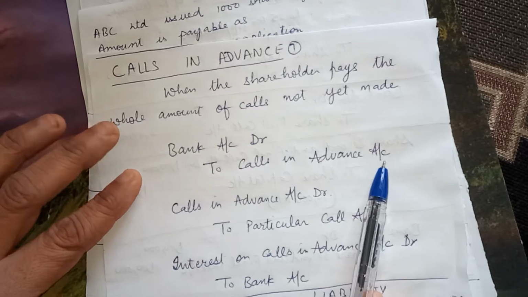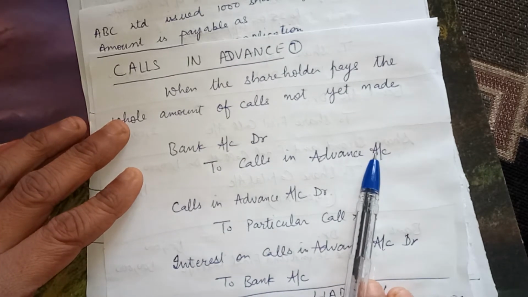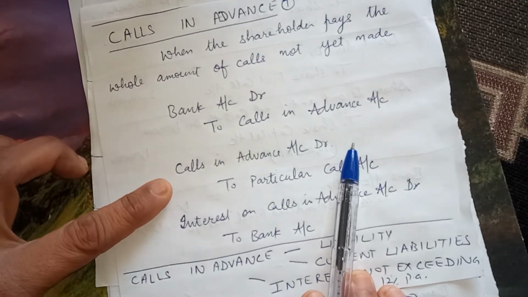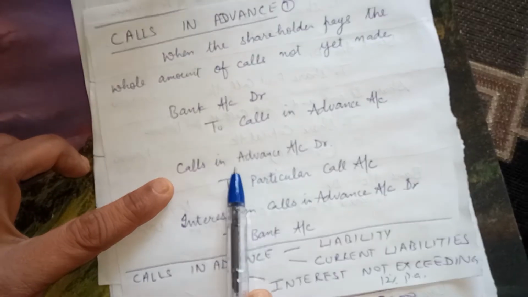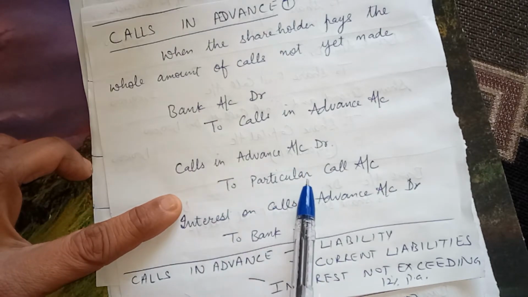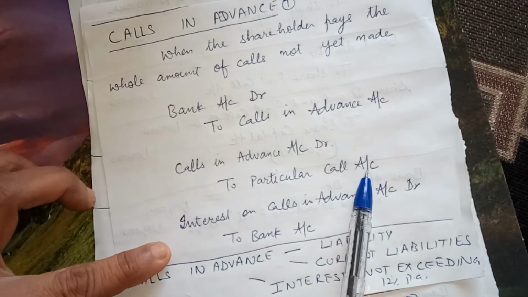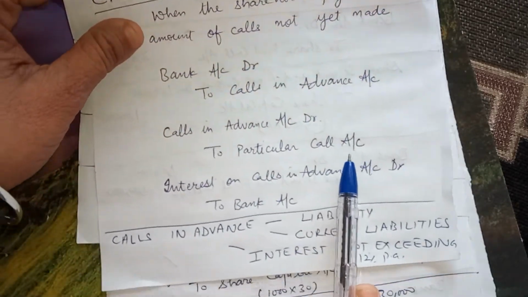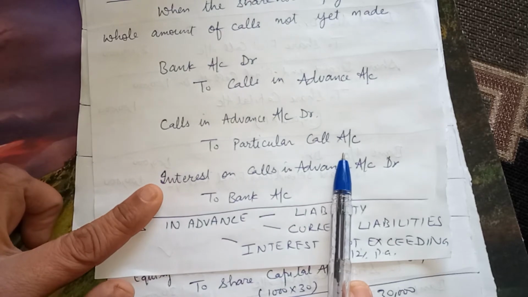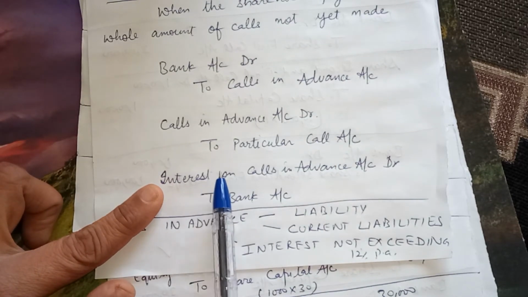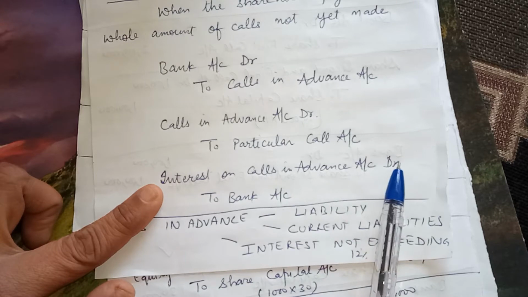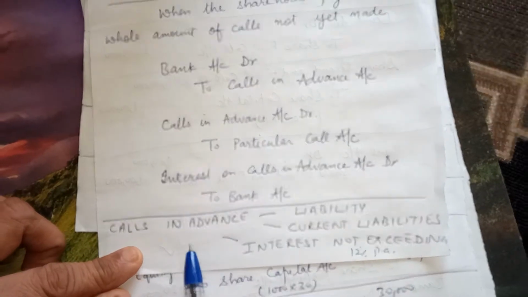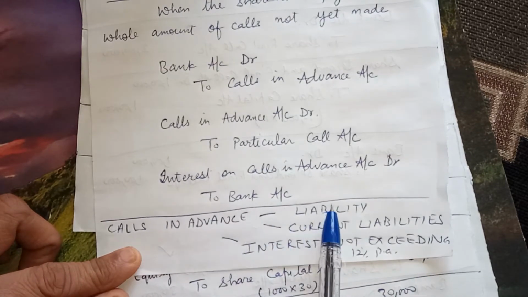And when the call is actually due, it will be adjusted against that particular call account. So the entry will be: calls in advance account debit to the particular call account. And in case the company decides to pay interest to that person for making the payment in advance, the entry will be: interest on calls in advance account debit to bank account, because the company will pay.